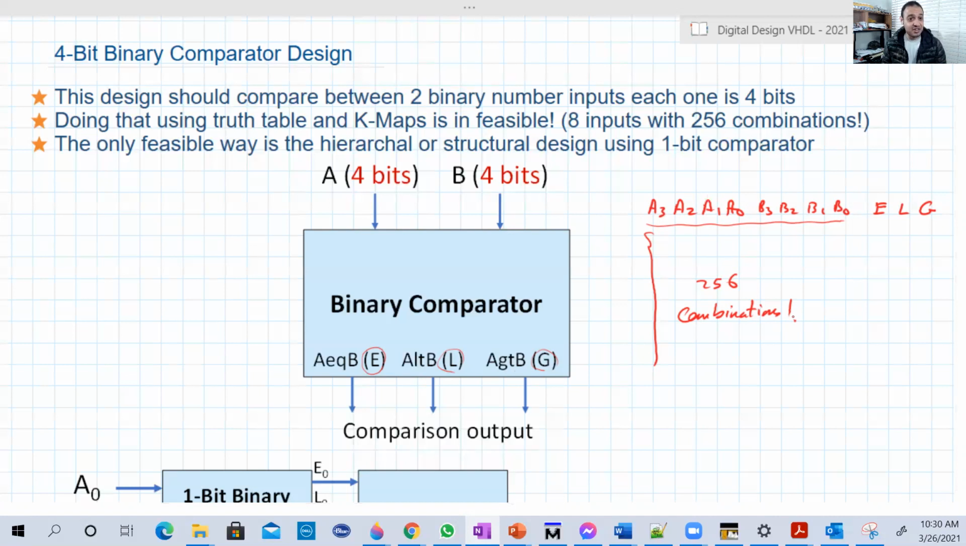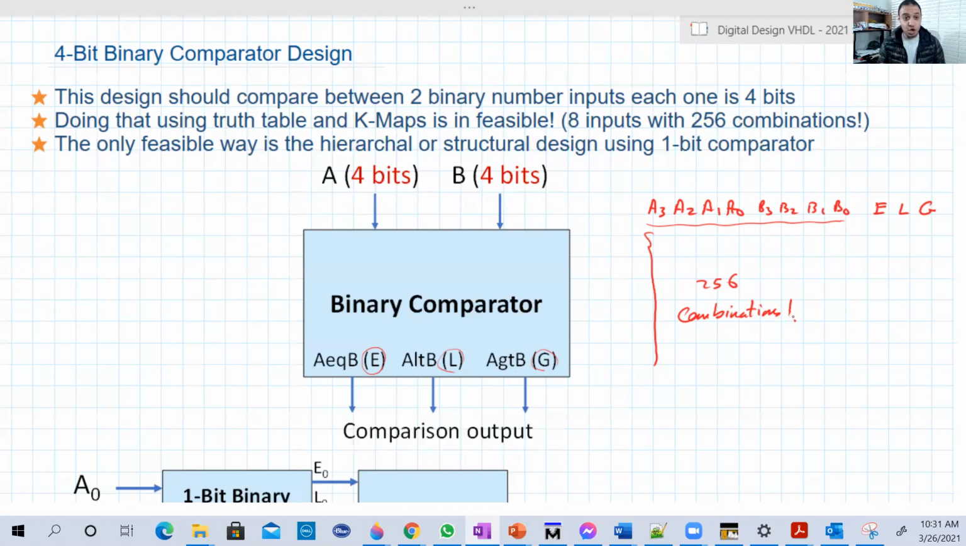Yes. And again, like all our previous designs, we think in a hierarchical, modular, or structural way. We already have a module called the 1-bit comparator. Can we use it? The answer is yes. So let's see how.